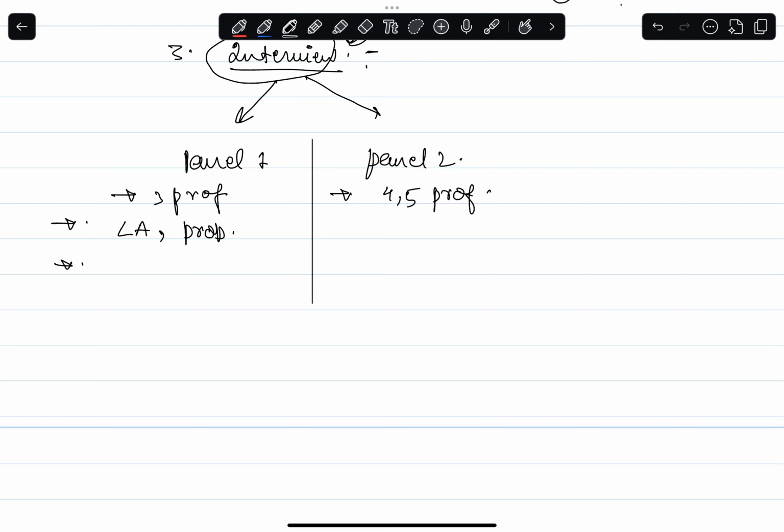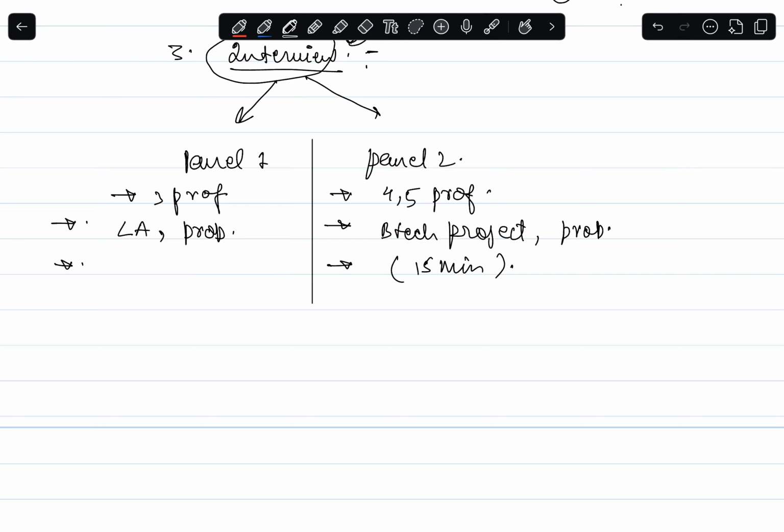In the second panel, they asked me what my BTech project was, and they didn't give any choice and started asking me probability questions. I will surely talk about those questions in later videos. The interview lasted no more than 15 minutes, and they were asking about probability, linear algebra, and so on.